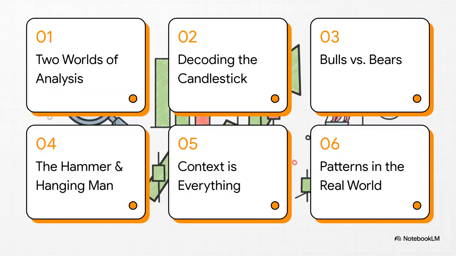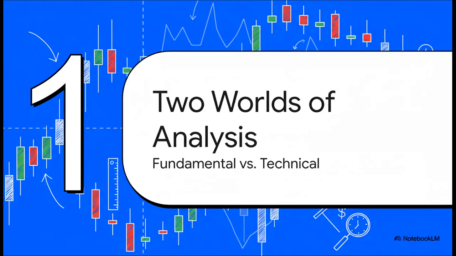Okay, so here's our game plan. First up, the two big worlds of analysis. Then we'll dive in and decode the candlestick itself. We'll talk about bulls versus bears, get into some key patterns like the hammer and hanging man, and then, this is the important part, we'll cover the one rule you have to know. And finally, we'll see how it all plays out in the real world. Let's get started.